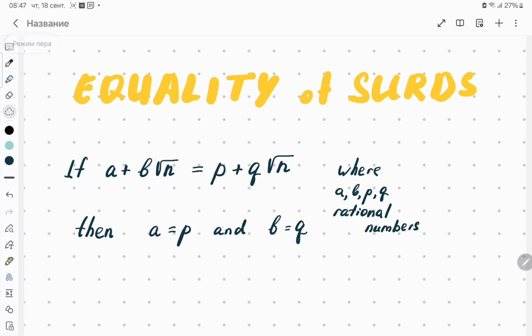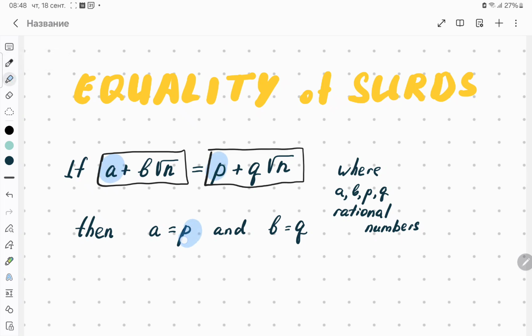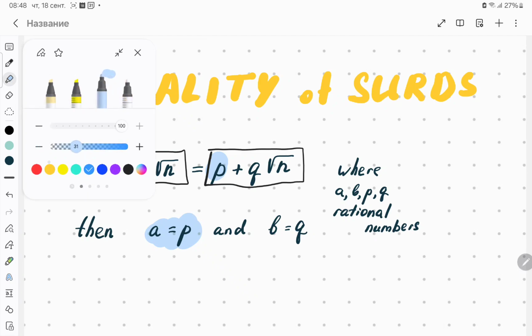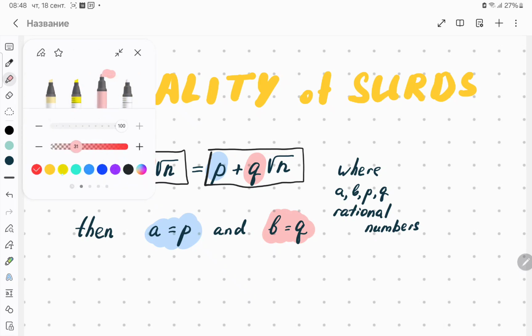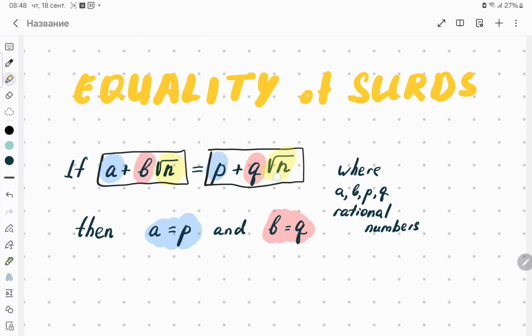If we have the special condition where a plus b square root n is equal to p plus q square root n, then we can deduce that a is equal to p and b is equal to q. Make sure that we have the same roots on the left hand side and the right hand side. Just a short note that a, b, p and q are rational numbers.